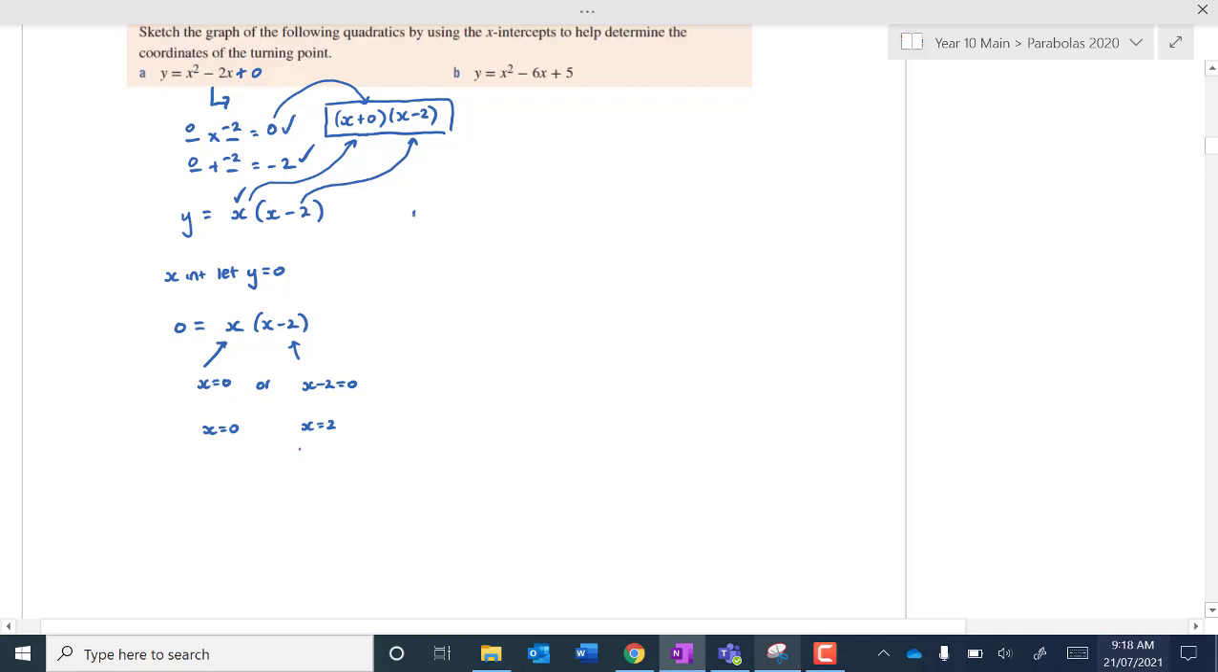So when sketching this parabola, hopefully you can see, is it a positive parabola? Yes. So we're going to have this sort of shape. It's going to come through the origin, it's going to turn, and then come back through, and I've got here x equals 2, x equals 0.